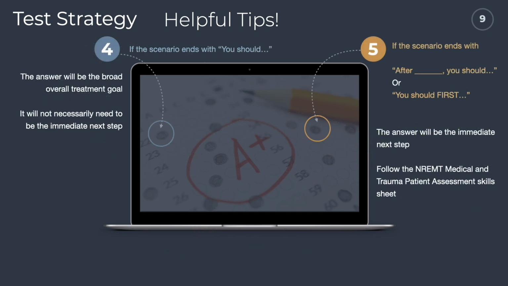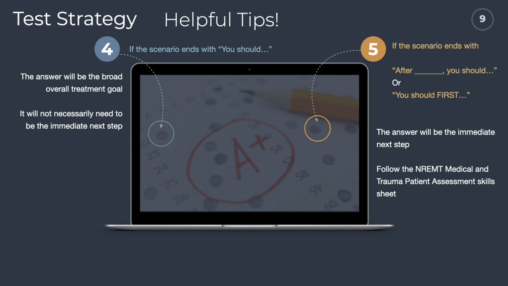In scenario-based questions, we may see phrases like "you should," followed by a list of answers. This is in contrast to phrases like "after blank, you should," or "you should first." These triggers give you a starting point for your answer. If it's just a "you should," then it's going to ask a more general treatment question. On the other hand, when given a specific trigger point, you should refer to your National Registry skills sheet to think about the steps and the flow of a scenario.